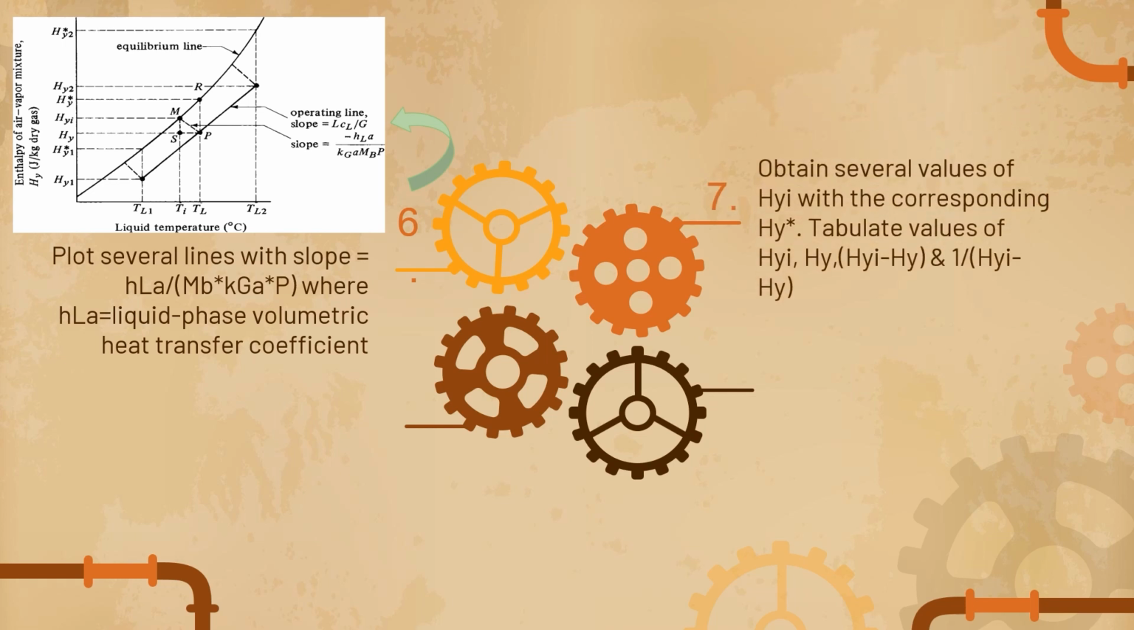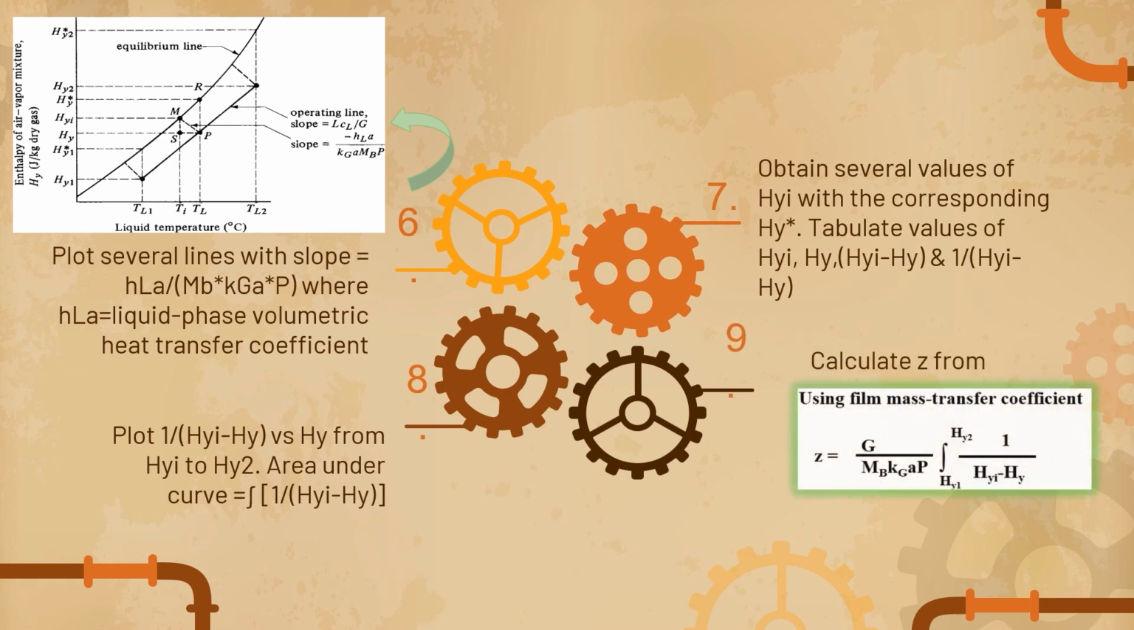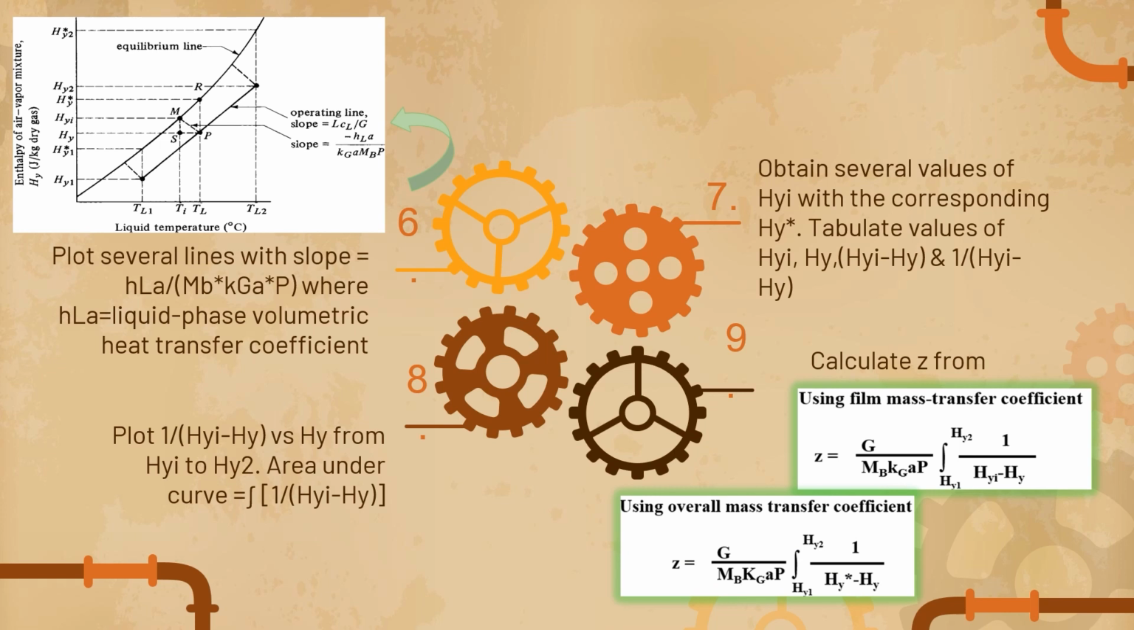Continue to step 7. Obtain several Hy* values and tabulate them. Hy* is the point where the lines meet the equilibrium line at the slope calculated just now. Next, plot 1 over Hy* minus Hy against Hy from the range of Hy1 to Hy2. Find the area under the curve by applying a numerical integration method. Last, we can calculate the Z, which is the height of the humidification tower required.